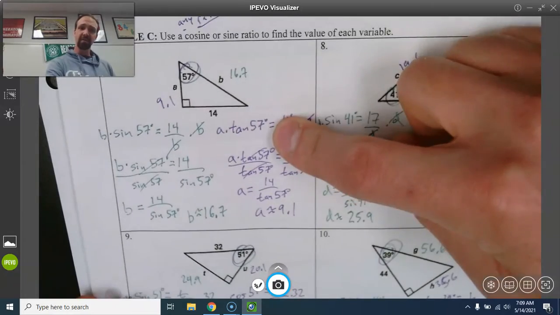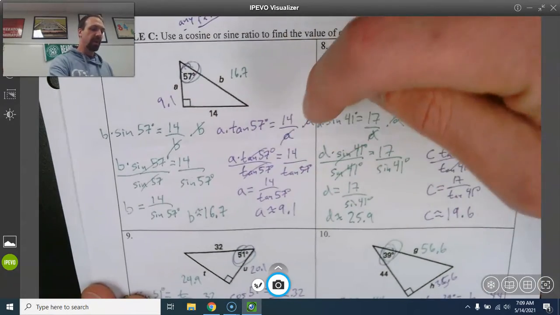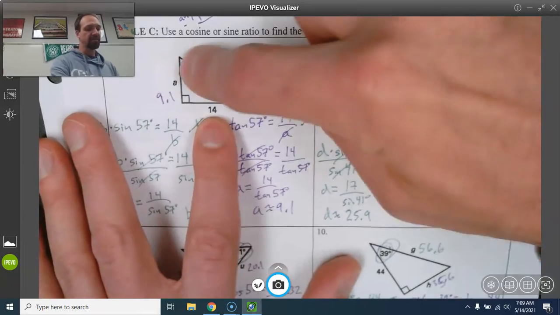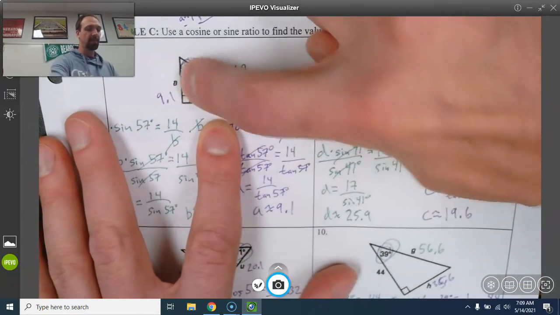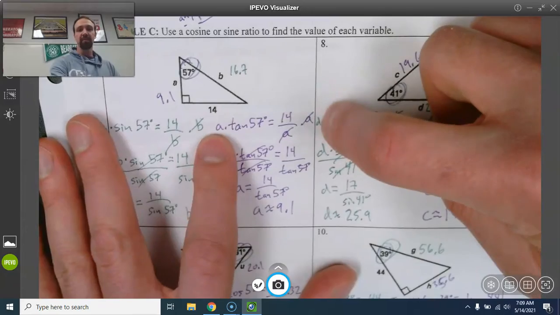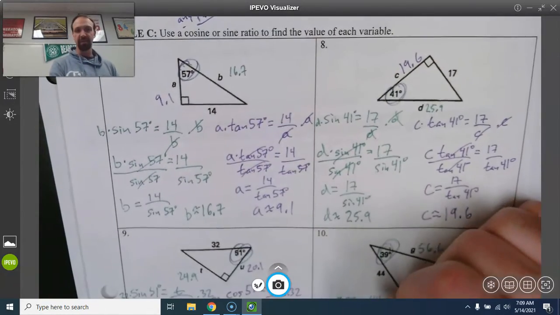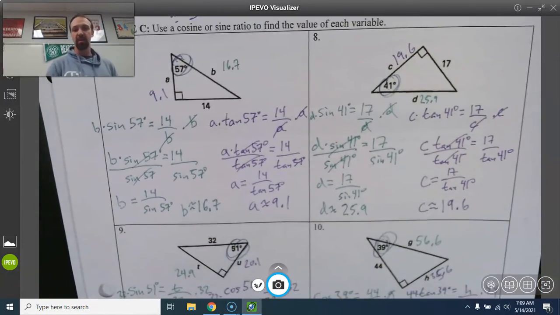Similarly, to find a with tangent, we circled the 57 degrees, and then we set tangent of 57 degrees equal to opposite over adjacent, so 14 over a. Then we multiplied both sides by a, again because a is in the denominator, and then we divided by tangent of 57 degrees, and then we got a is approximately 9.1.